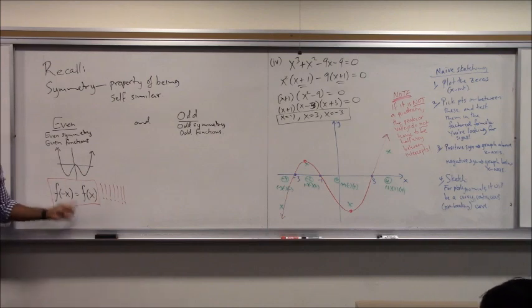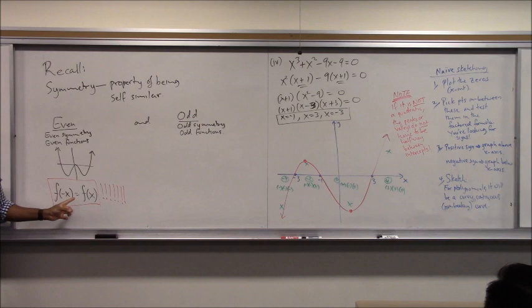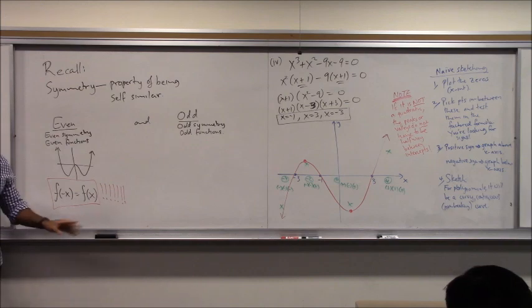Odd or even means it satisfies this equation. It's the only way you can know. There's no other way to know. If you have to determine if a function is even or odd, you need to check this equation. If this equation is true, it's even. If it's not true, it's not even. There's no other way to know.